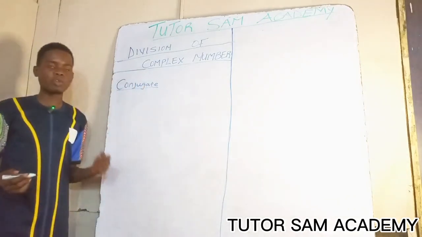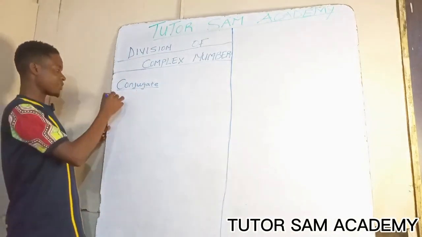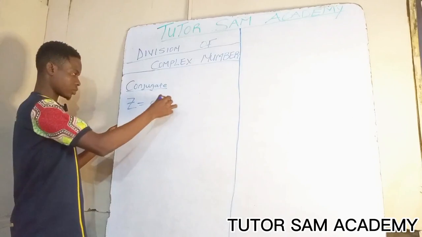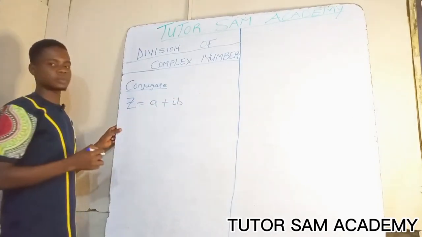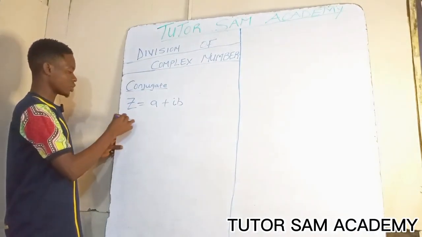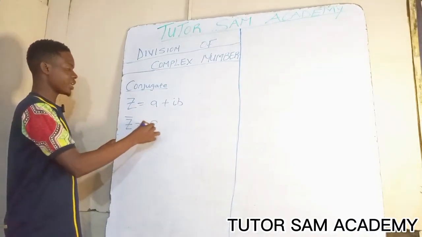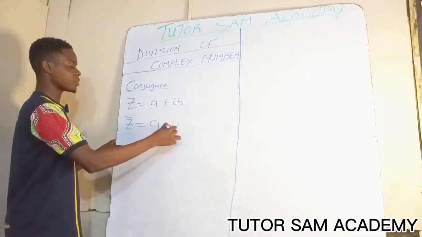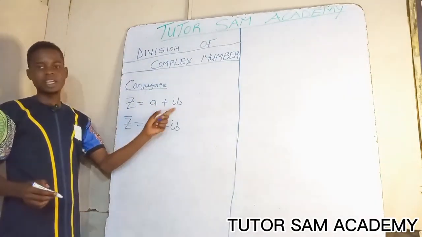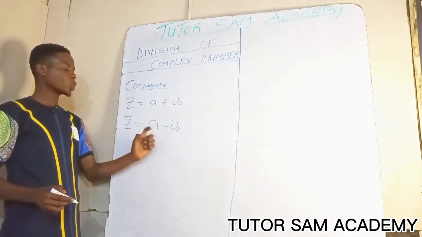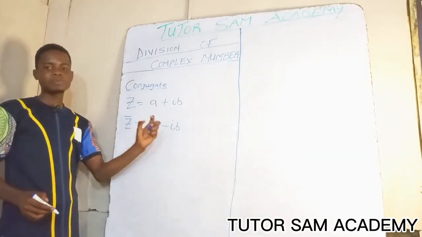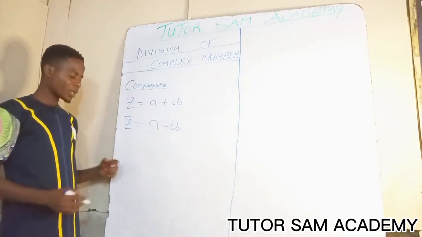Now, what does the conjugate of a complex number mean? For instance, if I have a complex number in this form, Z is equal to A plus iB, the conjugate of Z will be A minus iB. So the conjugate is just the change of sign of the imaginary part. If the imaginary part is negative, the conjugate will be positive. If the imaginary part is positive, the conjugate will be negative.